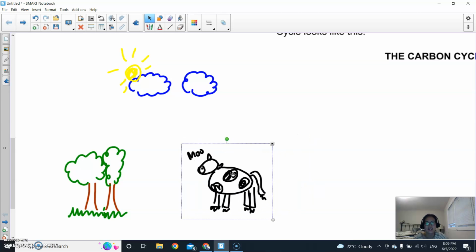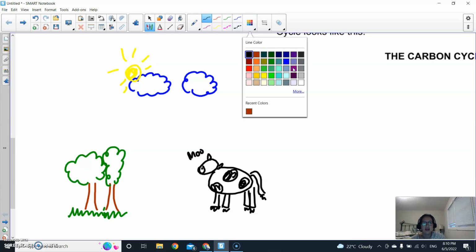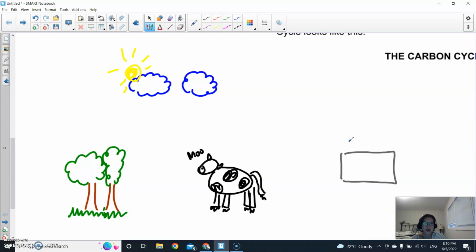I'll move this over here. And then also over here, I'm going to draw a factory, something that's kind of burning. Maybe I'll use gray. Yeah, let's use gray. Factories are usually gray. Okay, and then there's a gray bunch of smoke going up. And then we could also draw a car as well. Okay, this is an awful car, whatever.